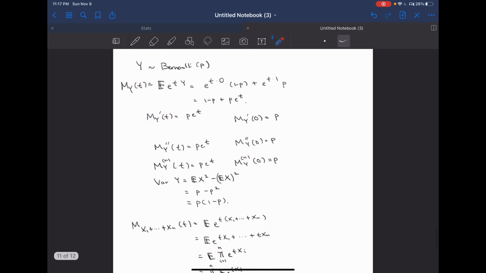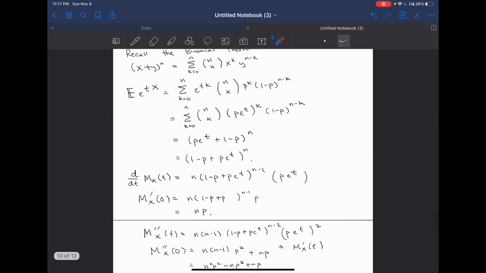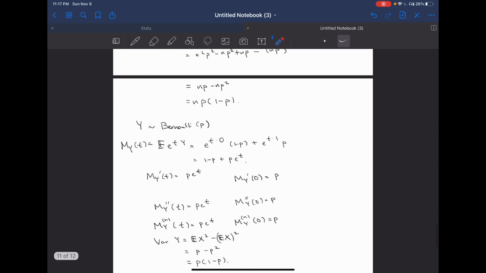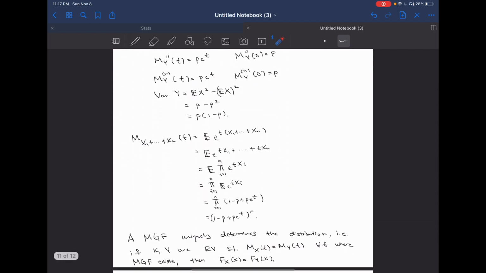But if you go back up, this is actually just the same thing as the MGF of the binomial random variable. So they're the same. So how do we conclude the statement that we want? This we don't really show in this class, but you're going to use this statement over and over again: the MGF uniquely determines the distribution. In other words, if X and Y are random variables such that the moment generating functions are equal to each other for all values of t where the MGF exists, then the distribution is the same.